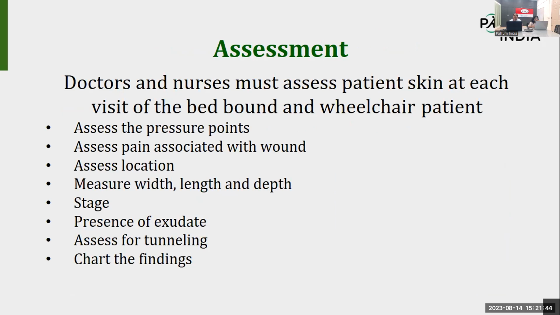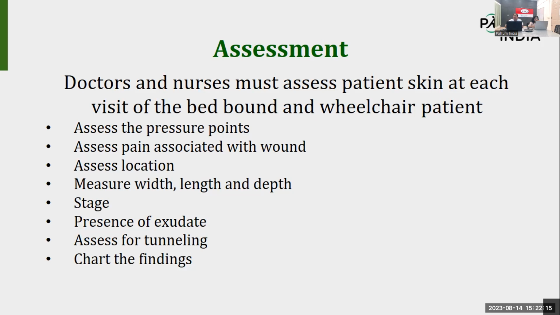Okay, next we will come to the risk factors involved in pressure injury. As a nurse, we have to know what the assessment findings are, right? What are the assessment findings we have to ask the patient? What are the subjective data which we have to follow, right? So doctors and nurses must assess the patient's skin at each visit of the bedbound and wheelchair patient. Why are we saying bedbound and wheelchair patient? Because the majority of patients who are bedridden and using wheelchairs are more prone to get bed sores, right?